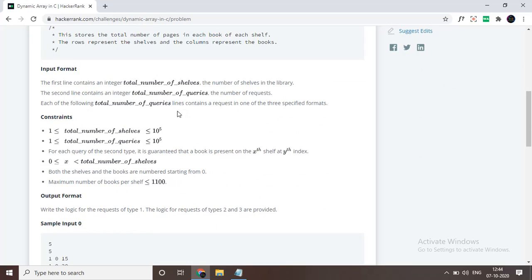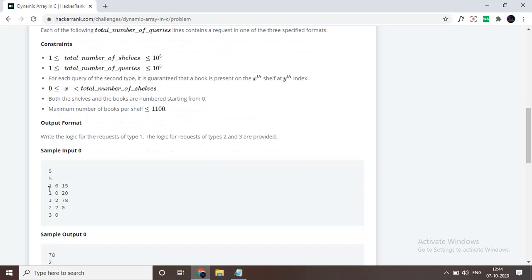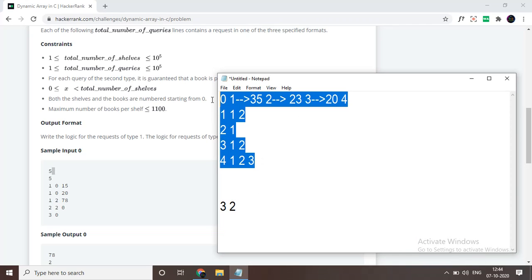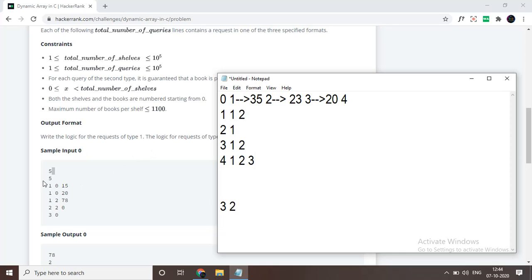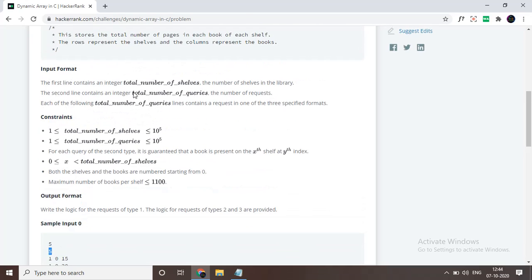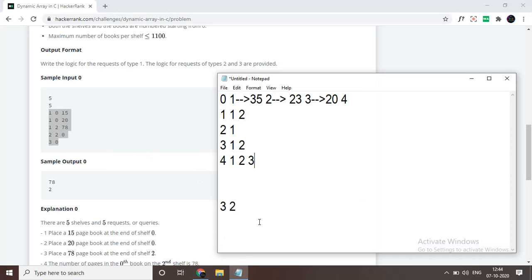What is the input format here? This is the input format: 5 5. The first 5 means this box contains 5 shelves. And what is the second 5 here? 5 means the total number of queries. I am going to give some number of queries: this is the first query, second, third, fourth, fifth. These are the queries we have to handle.